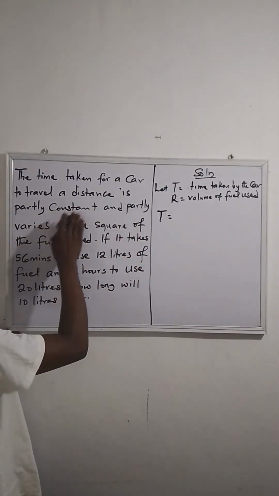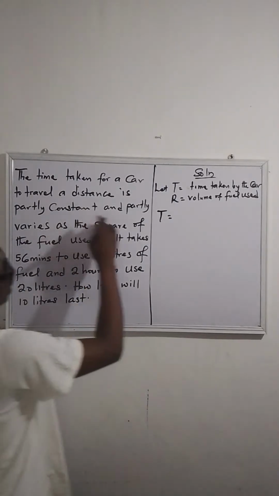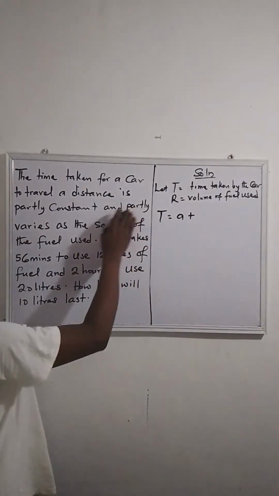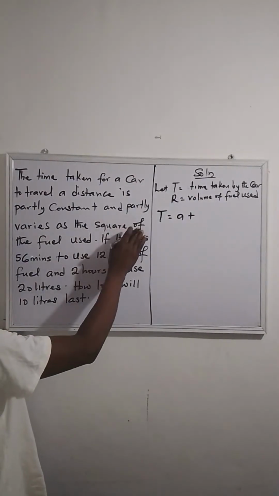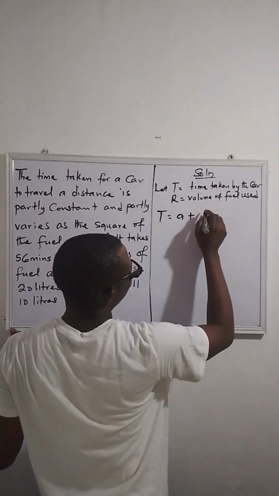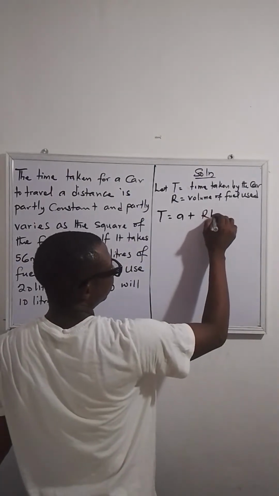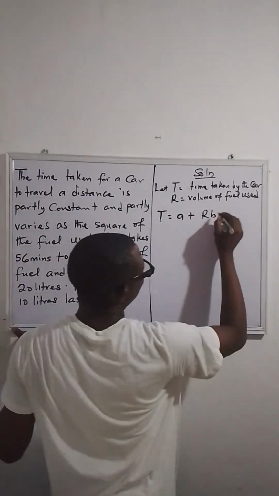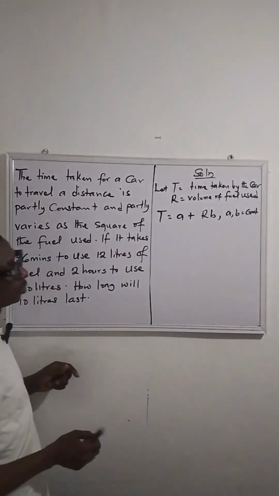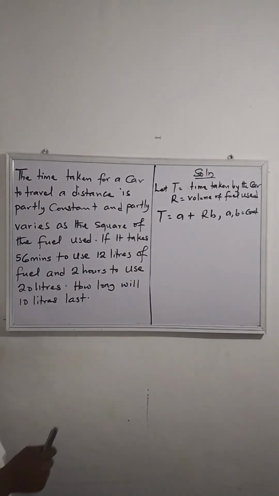The time for the car to travel is partly constant, so let's represent that constant with a small letter A. It's partly constant, plus partly varies with the square of the fuel use. The fuel use is R, and the constant will be B. So we now have A, B as constants. Please always remember to show this. It's very, very important that your A and B are the constants.